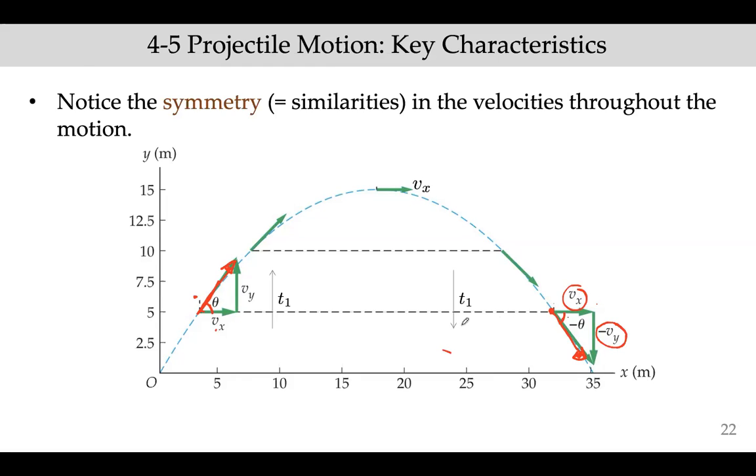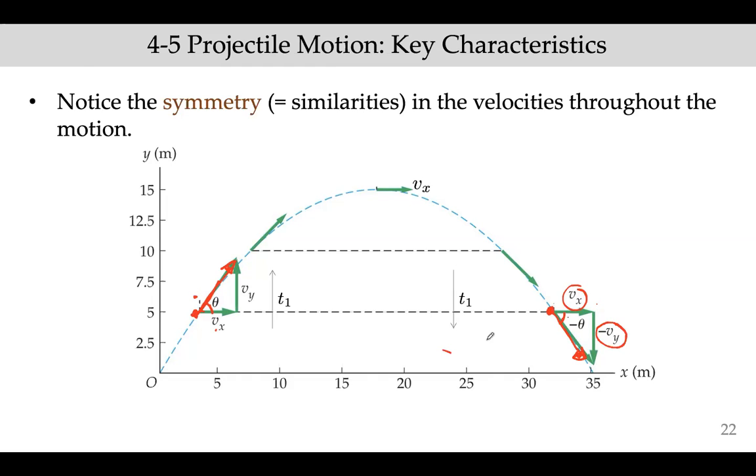So in a problem, if you are given the velocity at some point, let's say here, and if the problem is asking what is the velocity at this point, you don't have to make lengthy calculations. You can just say x component will be the same. Why is it the same? Because there's no acceleration in the x direction, so it will not change. Y component will be the same magnitude at the same level, except it will be negative because it will be down. So from this triangle, again, you can calculate the velocity.